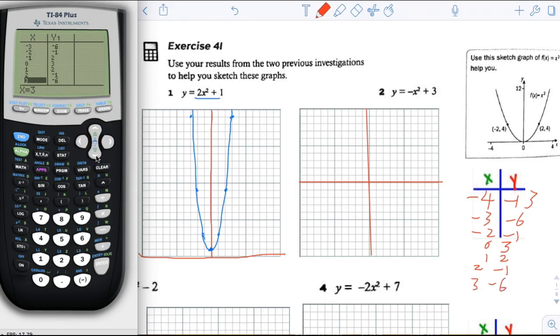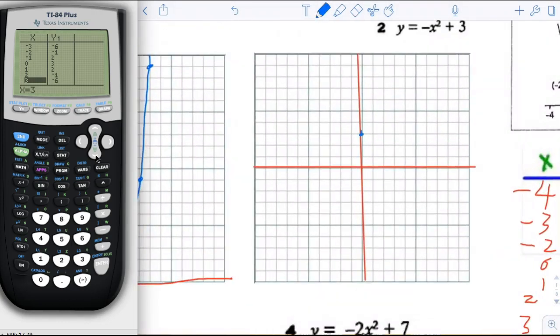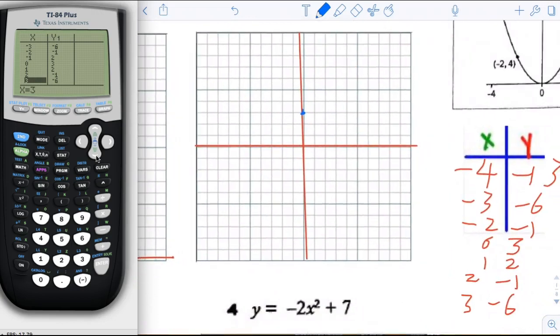Okay, so let's graph those points. 0, 3, and 1, 2, and 2, -1, and 3, -6, and -3, -6, and the rest of them are all kind of reflected. So -2, -1, and I didn't write the -1. The -1 value would be -1, 2, right there.